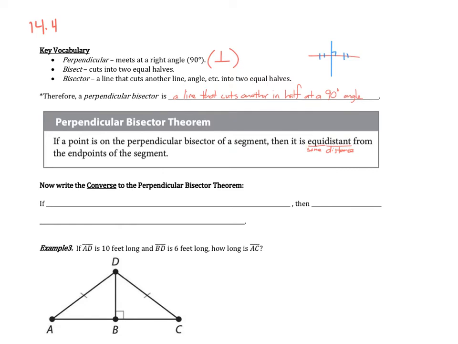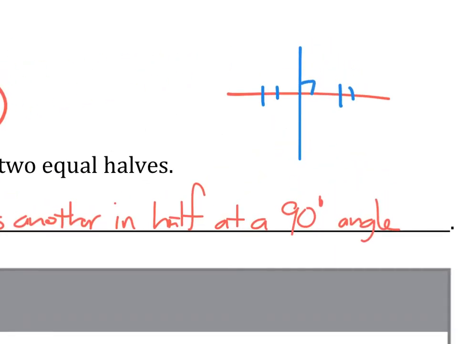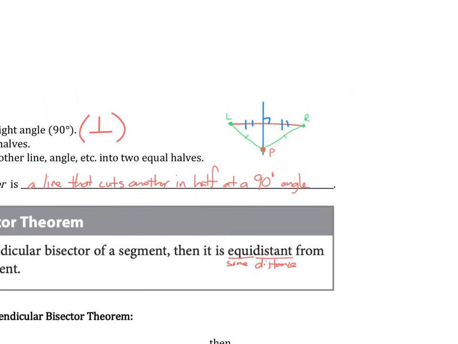So if a point is on the bisector of a segment, for example, if I have some point over here on my perpendicular bisector, we'll call it point P, then the distance to the left endpoint, we'll call that L, would be the same as the distance to the right endpoint, if we call that R. Okay, then those two lengths would be the same distance, is what that is saying.